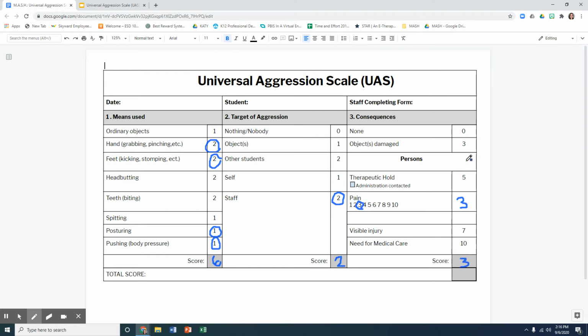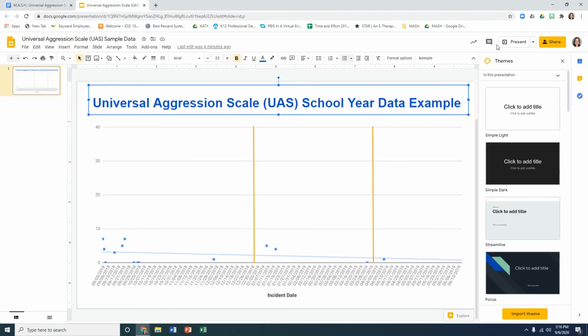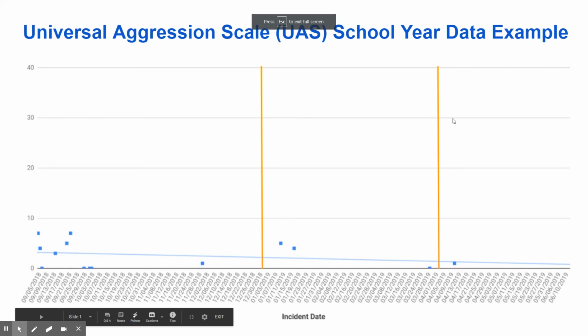To determine our final UAS score, we add the entire row up. So 6, 7, 8 plus 3, we get a score of 11. Okay. So what do we do with these scores? Well, over time, we can put them into an Excel sheet.